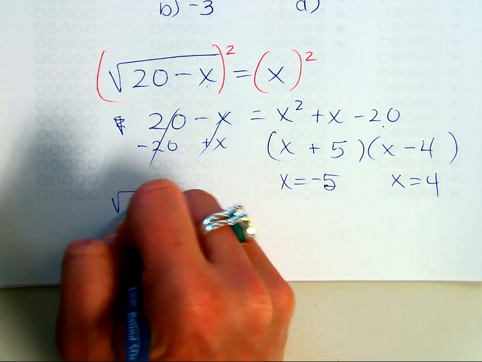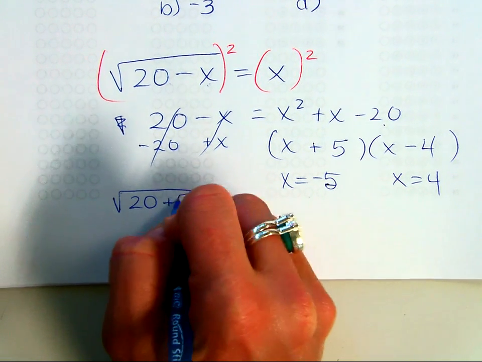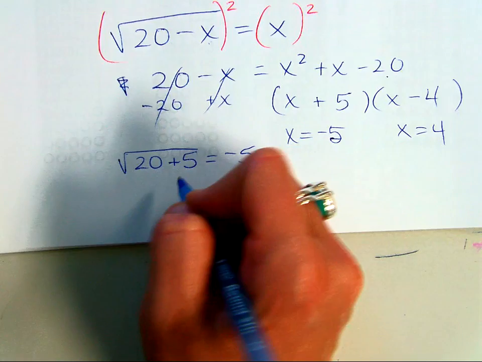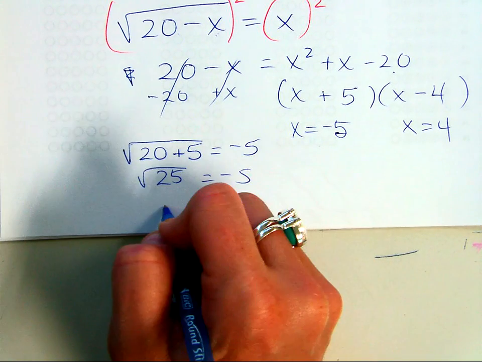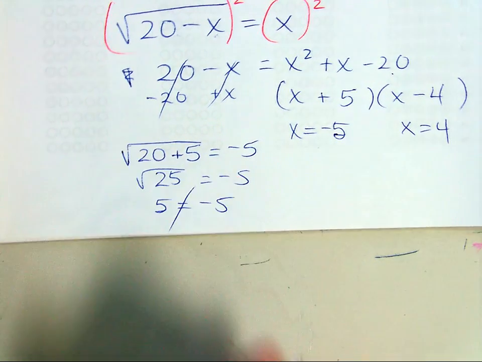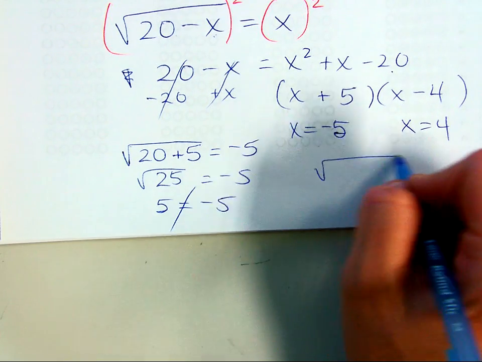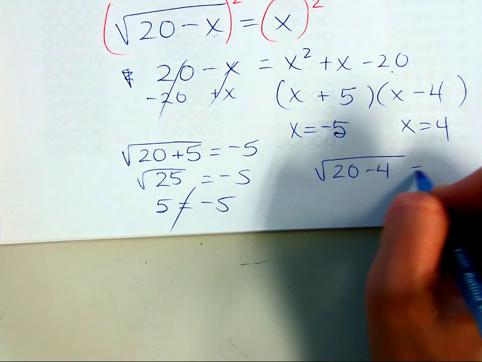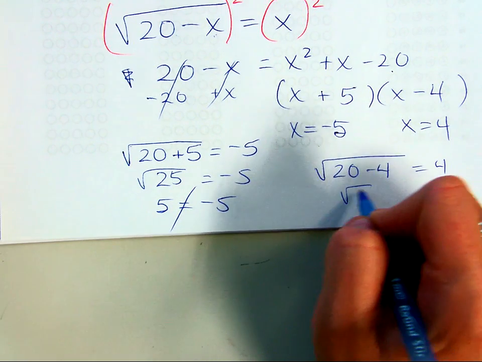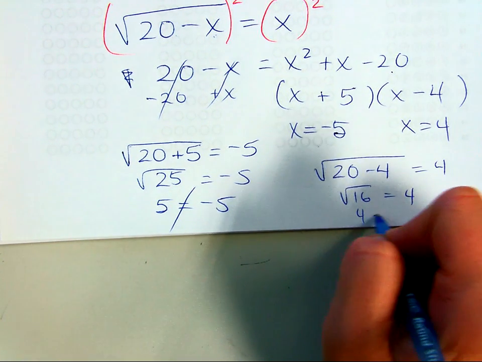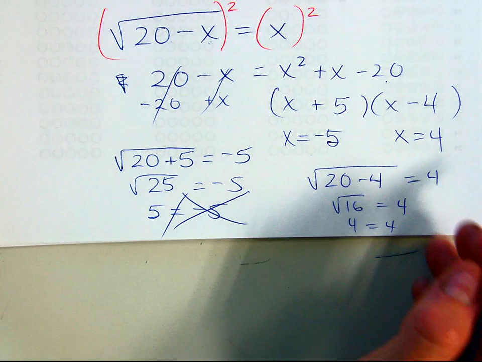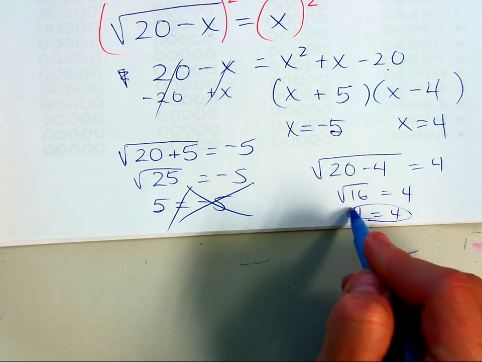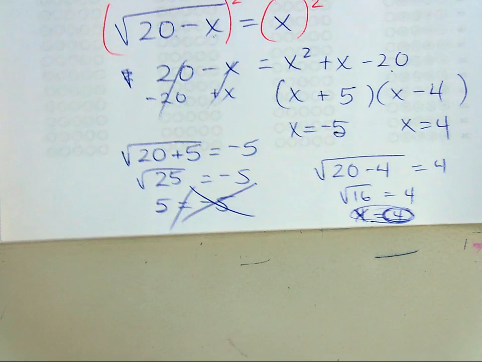So I have the square root of 20 minus negative 5. Does that equal negative 5? We're talking positive only. Does that positive equal that negative? No. And you'll see why when you do this. 20 minus 4, does that equal 4? Does the square root of 16 equal positive 4? Yes. So your extraneous solution is the negative 5. Got it? So your only correct answer is 4.